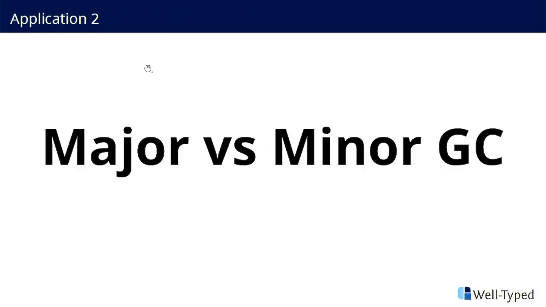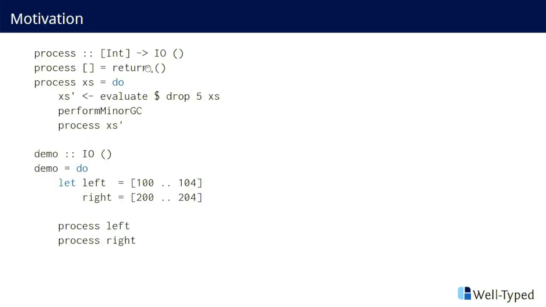Okay. I want to show you a different application of the same idea, which is a bit more subtle, perhaps. Here's an example of a program which processes lists. It processes a list of integers. If the list is empty, it finishes. Otherwise, it drops 5 elements from this list. You should think of this as modeling that we're processing some part of the list. So this is a thunk, we pull 5 elements from this list, we do something with it, and then we're done. Then we call performMinorGC.